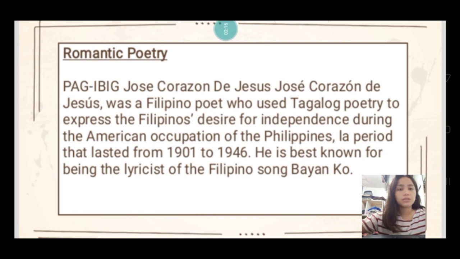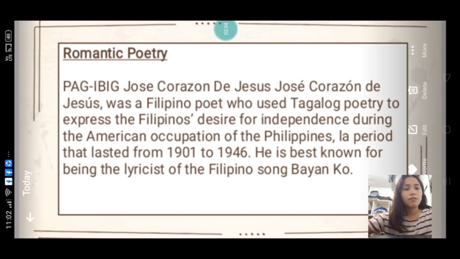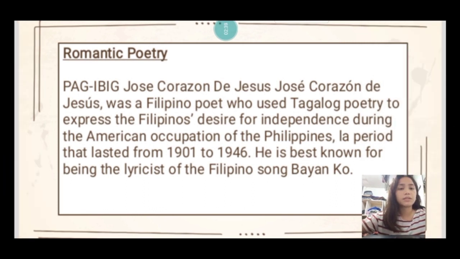Jose Corazon de Jesus was a Filipino poet who used Tagalog poetry to express Filipinos' desires for independence during the American occupation of the Philippines. The period lasted from 1901 to 1946. He was best known for being the lyricist of the Filipino song Bayan Ko.